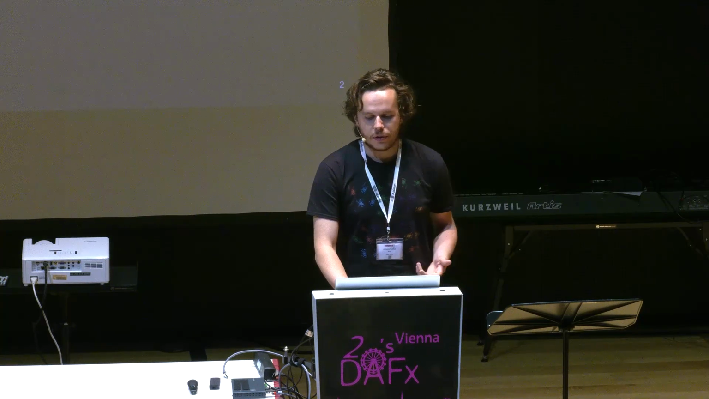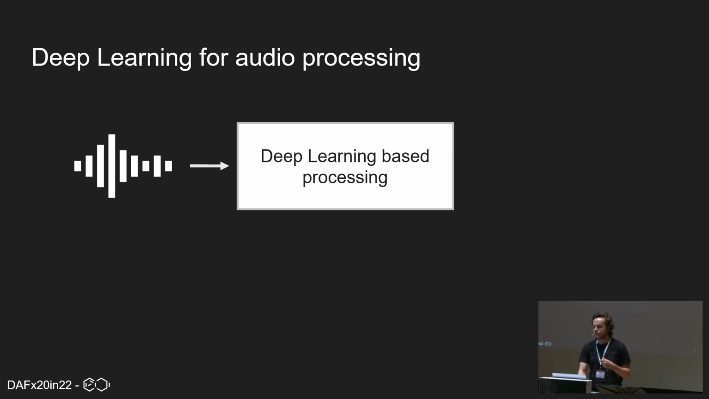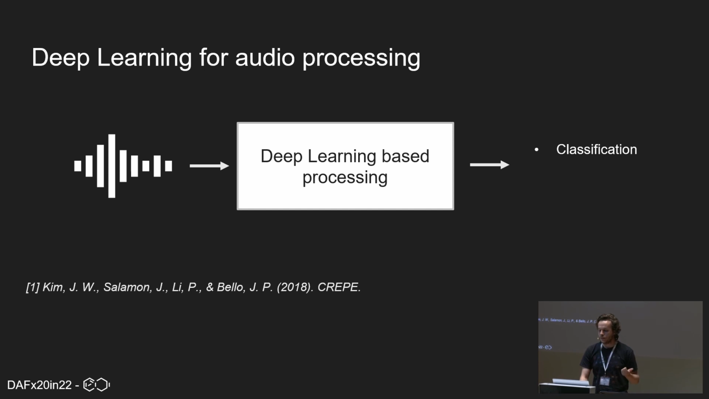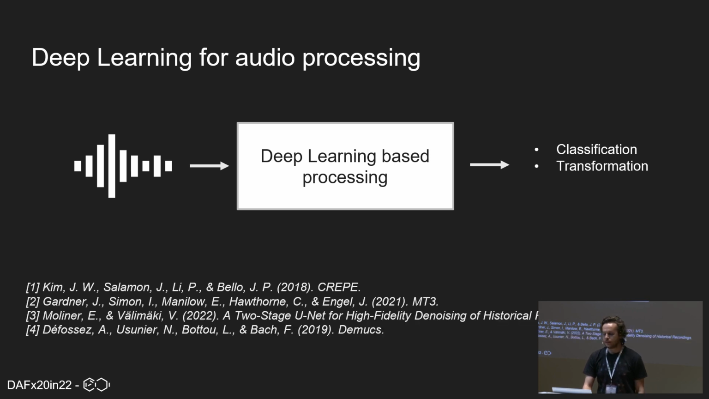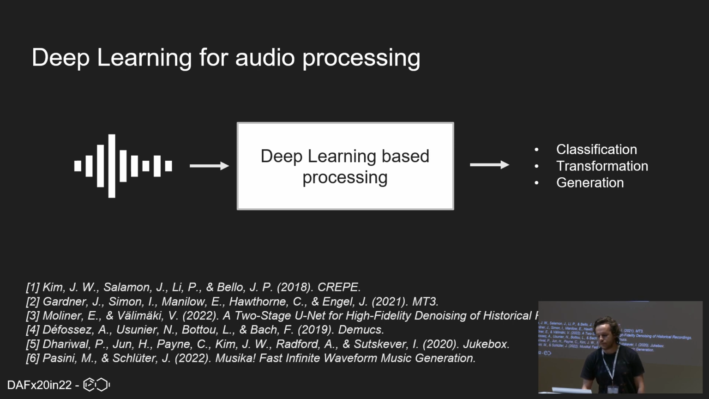There has been a lot of work recently on trying to apply deep learning models to very specific audio tasks, such as classification, for example pitch prediction or transcription; transformation tasks, such as restoration of historical recordings or source separation; and lastly, generative tasks, with the recent Jukebox and Musika, which have provided very convincing unconditional generations. And those works have really improved the state of the art for each of their individual problems.